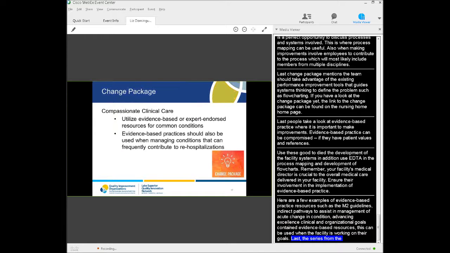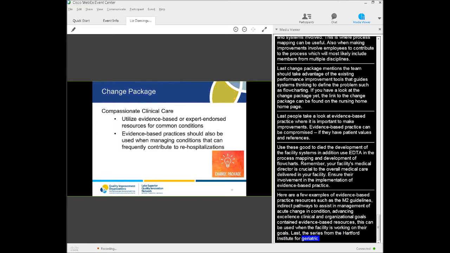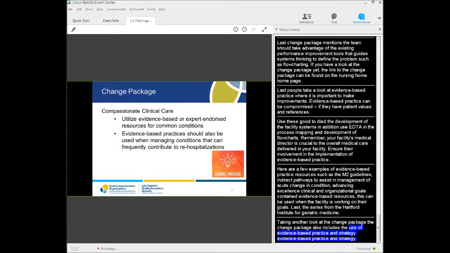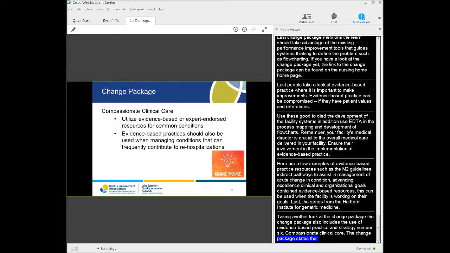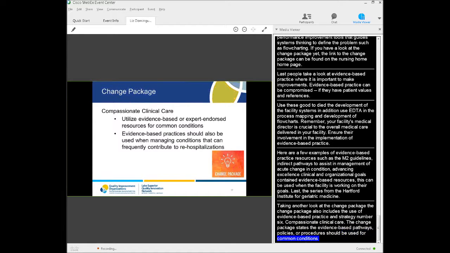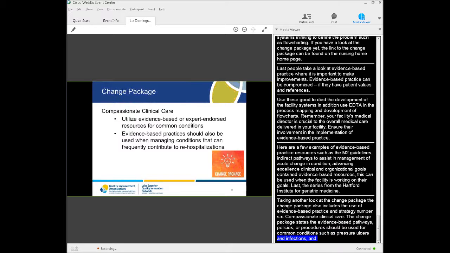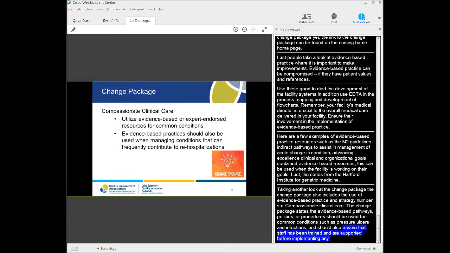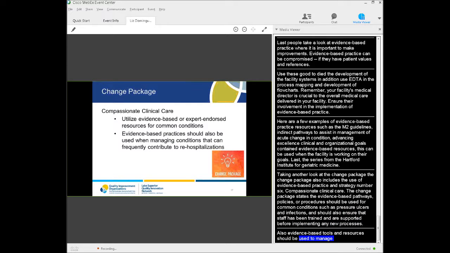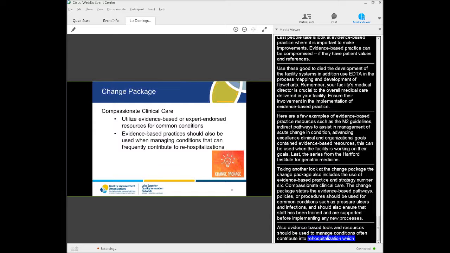Taking another look at the change package also includes the use of evidence-based practice in strategy number 6, compassionate clinical care. The change package states that evidence-based pathways, policies, or procedures should be used for common conditions, such as pressure ulcers and infections, and you should also ensure that staff have been trained and are supported before implementing any new processes. Also, evidence-based tools and resources should be used to manage conditions that often contribute to rehospitalizations, which may include CHF, pneumonia, aspirations, or UTIs.